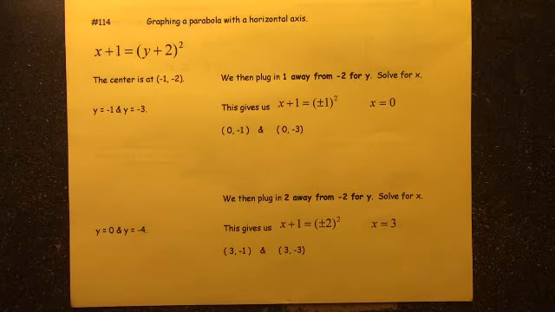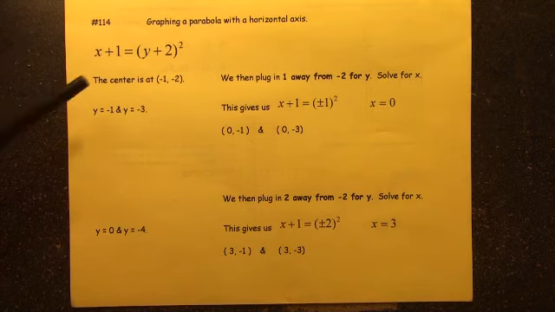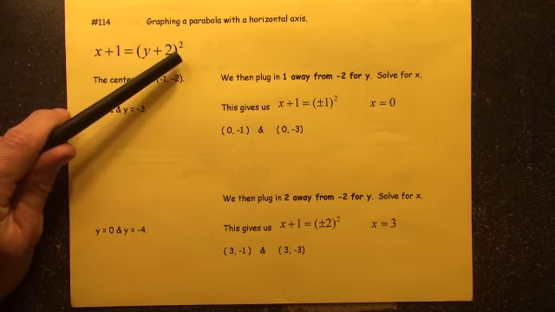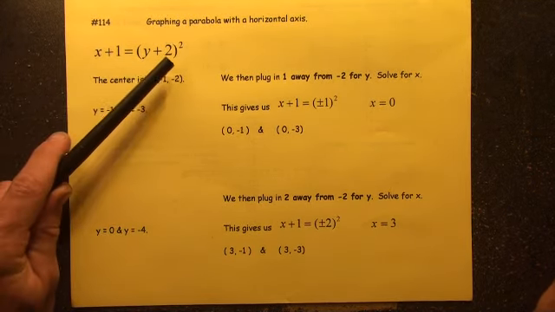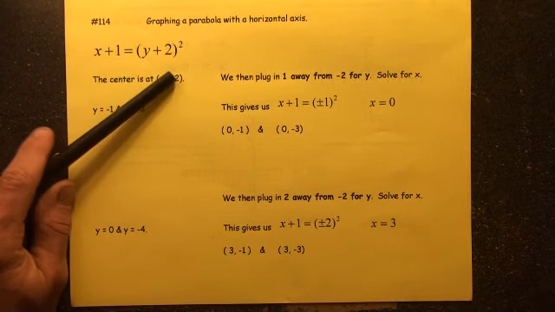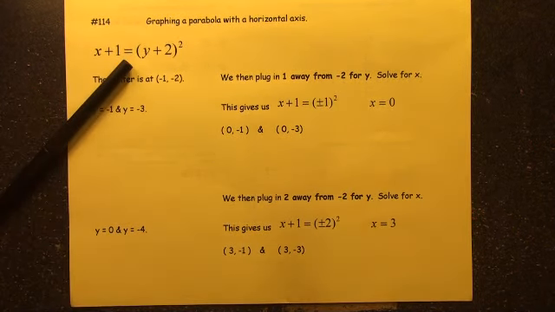Video number 114, graphing a parabola with a horizontal axis. Let's take a look at the equation: x plus 1 equals y plus 2 quantity squared. Hopefully you recognize that this is definitely a quadratic. It's going to be of this shape right here. I'm going to go ahead and write it down for you.